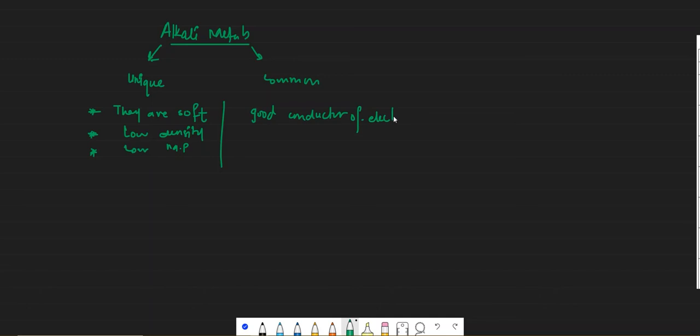Right? And the other one is that they are shiny. They have some common properties with other elements, other metals, sorry.